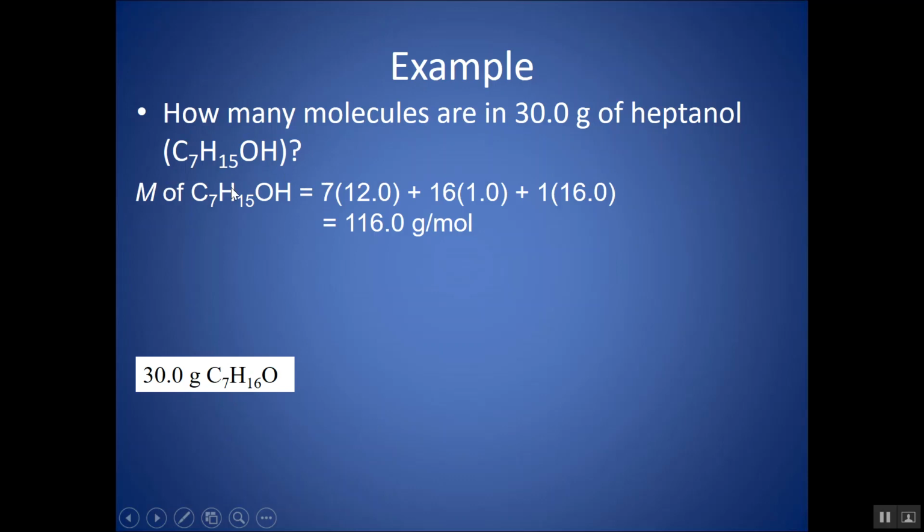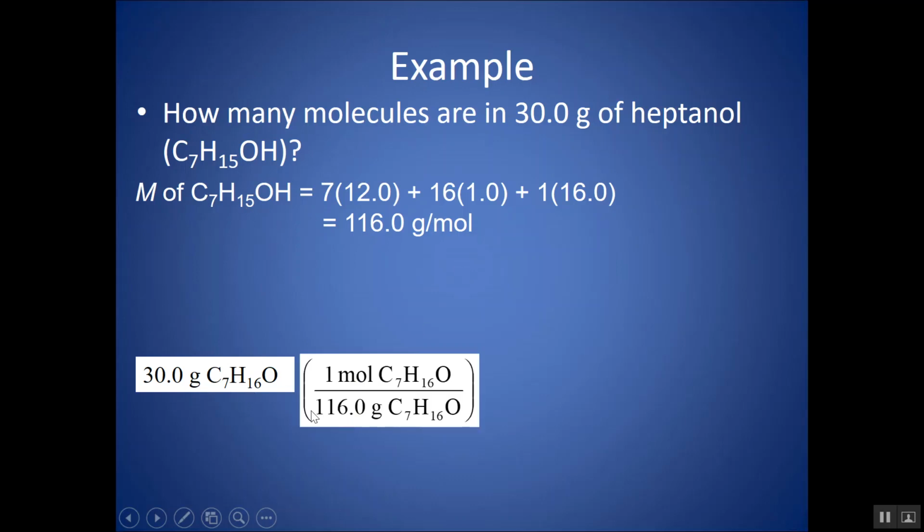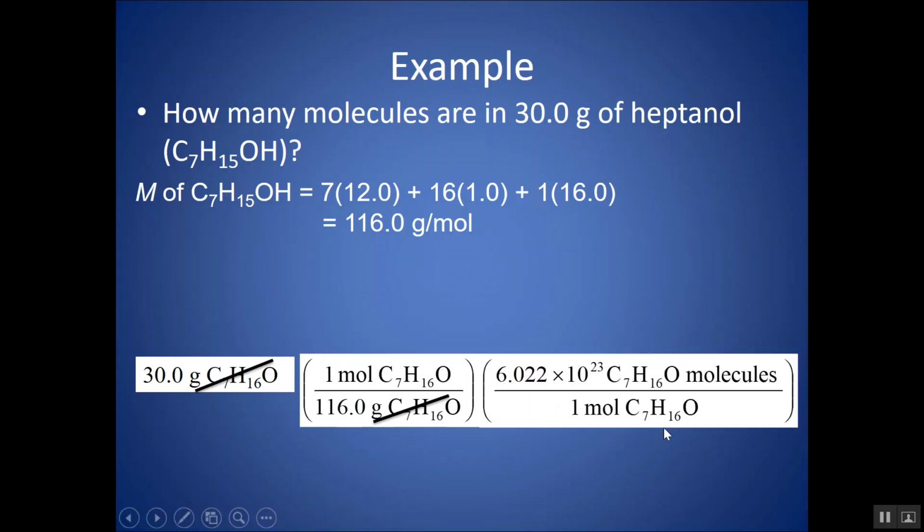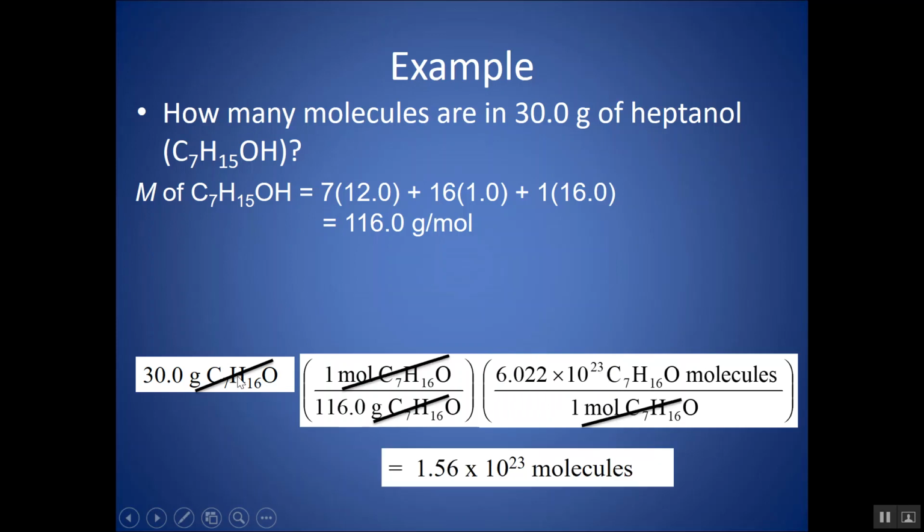So the molar mass of this compound is 116, 7 C's, 16 H's, and 1 O. So that's going to go in the bottom. I want grams to cancel out, and this is going to allow me to convert between grams and moles. There's 116 grams per 1 mole of this substance. Now I can go from moles into number of molecules by using Avogadro's number, 6.022 times 10 to the 23rd molecules in 1 mole. I want moles on the bottom, and I want that number on top. And then I can get my answer by multiplying everything on top, dividing by what's on the bottom.